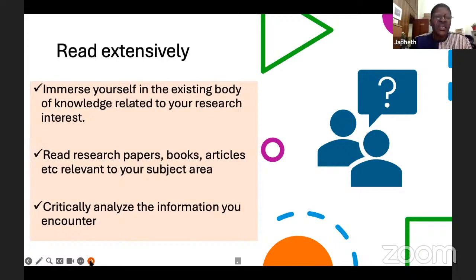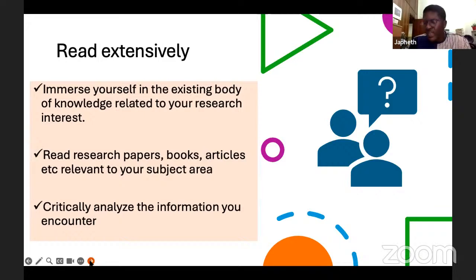What are some of the things that would help us chart our course or have very clear questions that we would want to address or answer? In fact, if you want to be able to do good research, then you must read extensively. You must be able to immerse yourself in the existing body of knowledge related to your research interest or your research area of focus. You must, of necessity, read research papers, books, articles, and the rest.